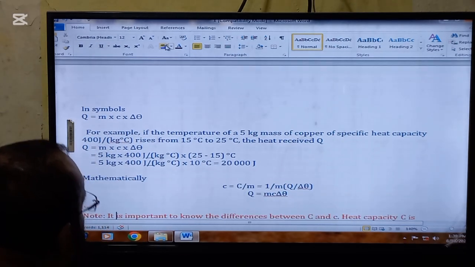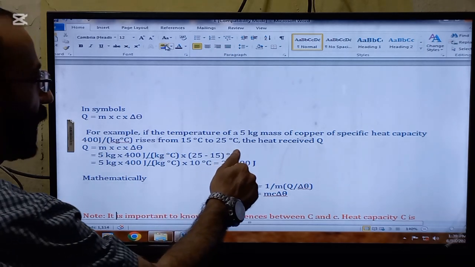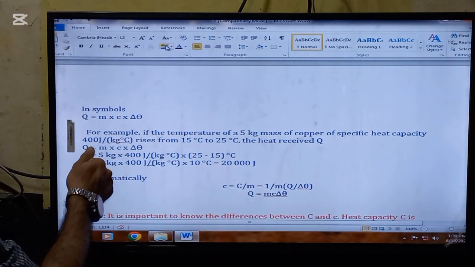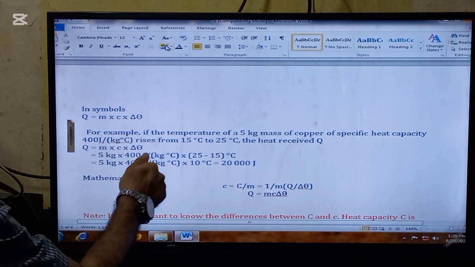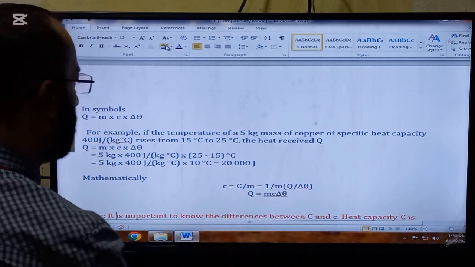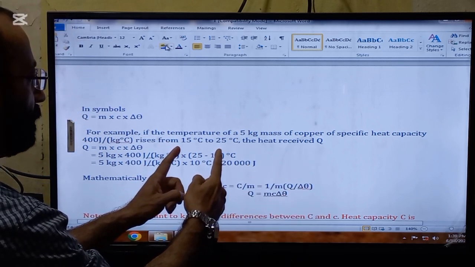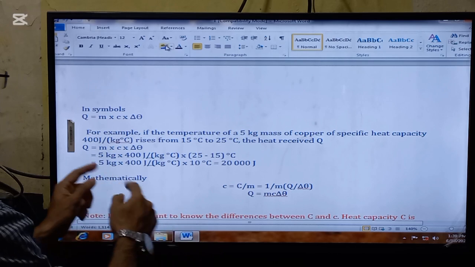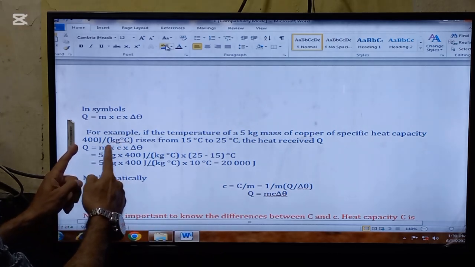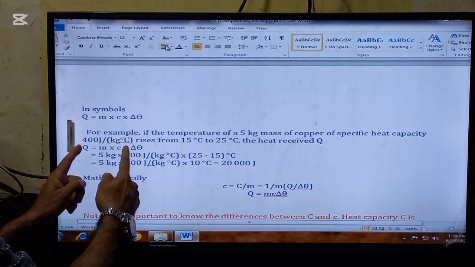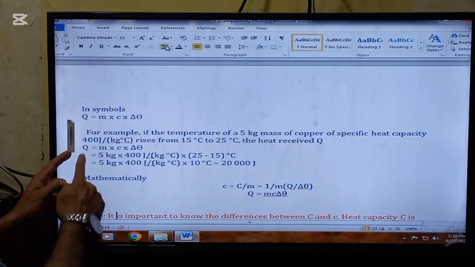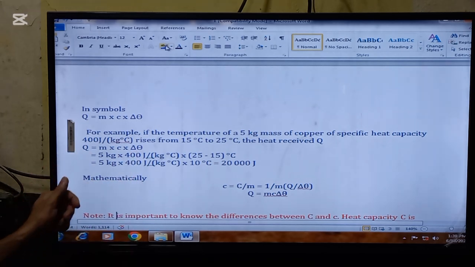For example, if the temperature of a 5 kilogram mass of copper of specific heat capacity 400 joule per kg degree C rises from 15 degree to 25 degree C, the heat received will be, look here now, 15 to 25, 10 degree will be delta theta. This is the specific heat capacity, that is 400 joule per kg degree C is given, and the mass is 5 kg given. So formula is Q is equal to mc delta theta.